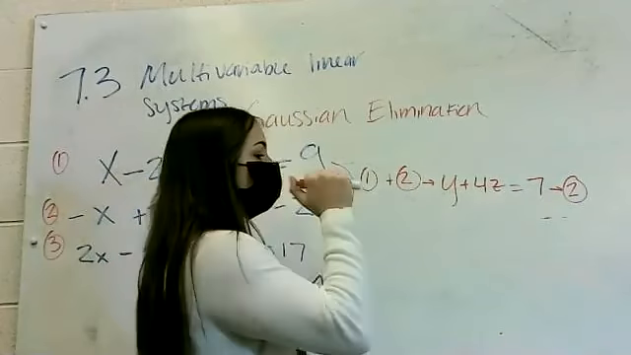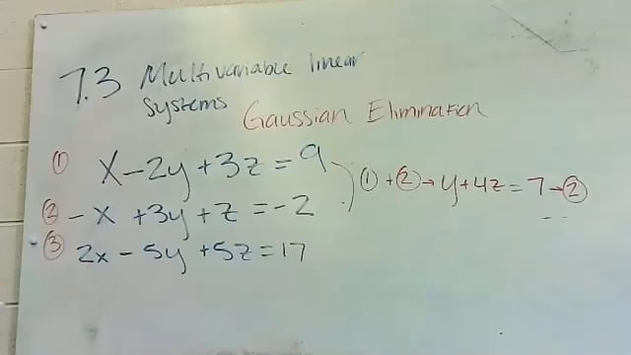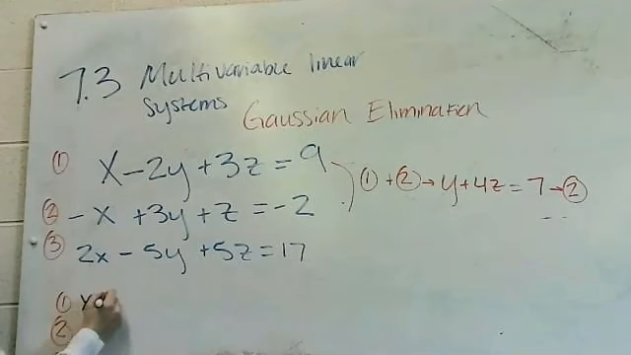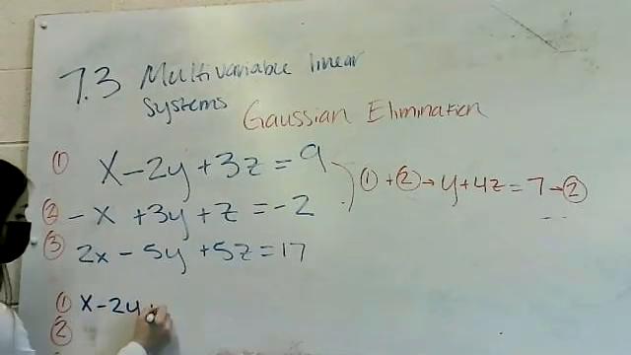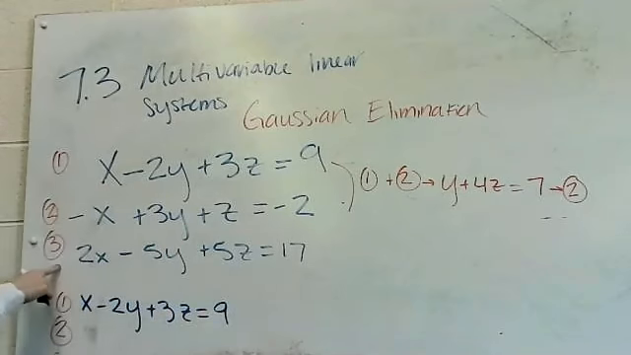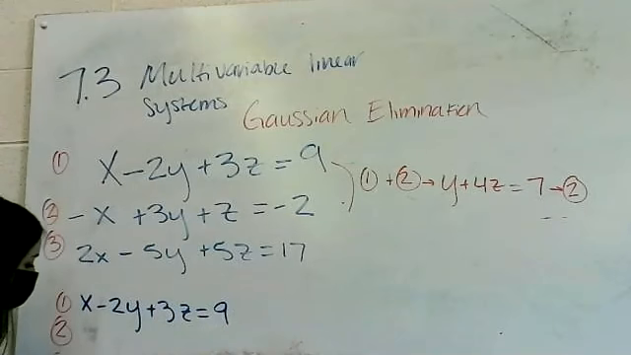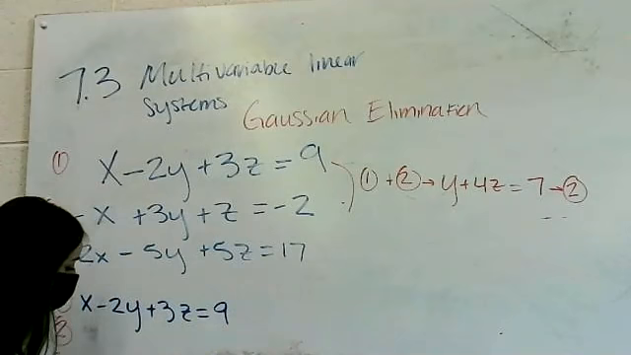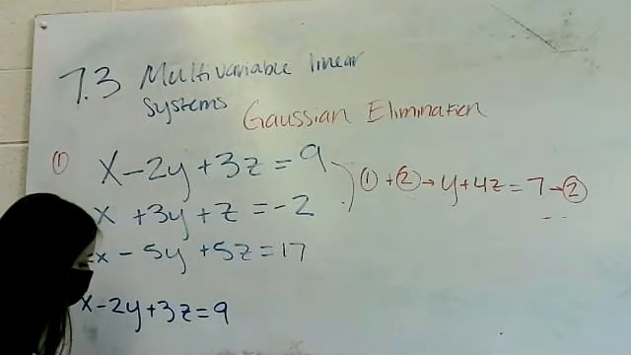The reason I keep saying replacing is because sometimes we don't replace. Okay, so now what do I have? Out of equation 1, 2, and 3, I still have my original equation for number 1, x minus 2y plus 3z equals 9. I still have my original equation 3, which is 2x minus 5y plus 5z.